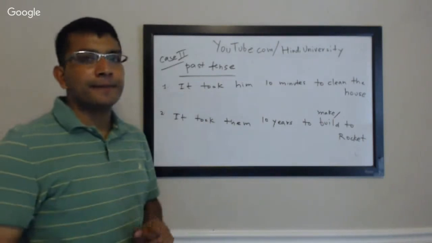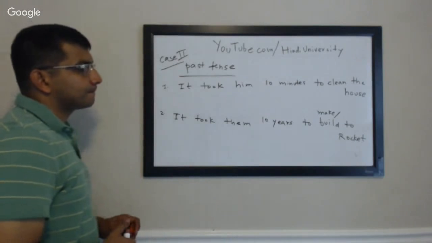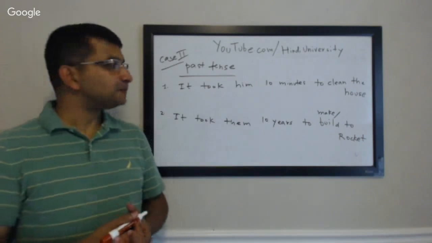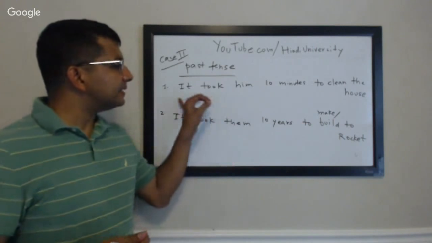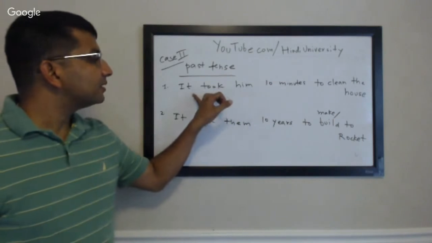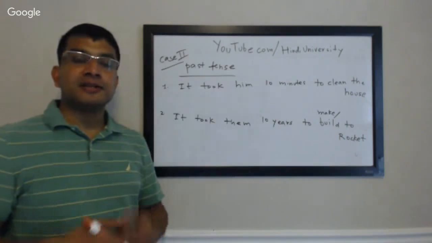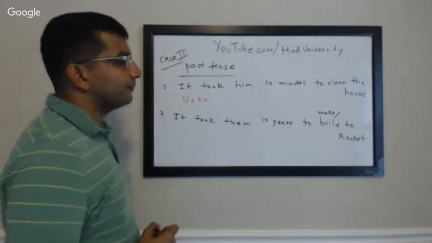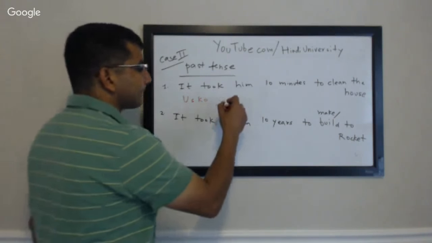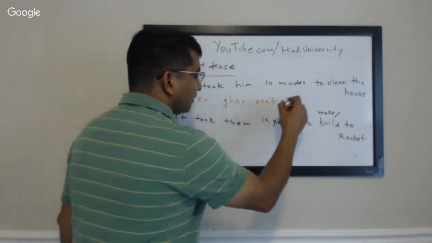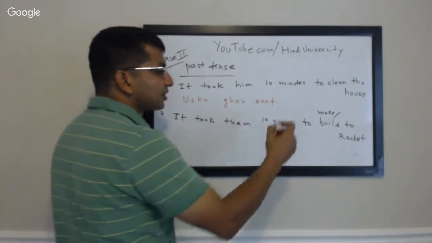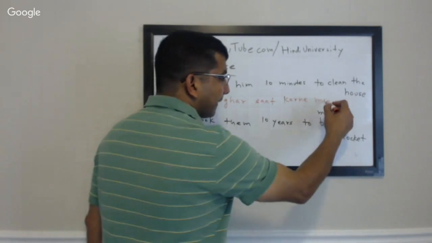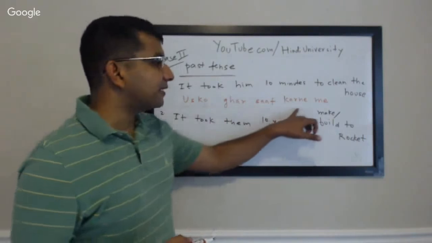Okay, what about it took him? I don't know. Okay, give it a try. So is it Uska for him? It's basically like saying to him, even though you don't see the preposition to anywhere, but in Hindi it really means to him. Usko. Very good. Usko, and then to clean the house, ghar saaf karna. Now there has to be a postposition. Even though you don't see it, it will be ghar saaf karne mein. Okay. Usko ghar saaf karne mein.